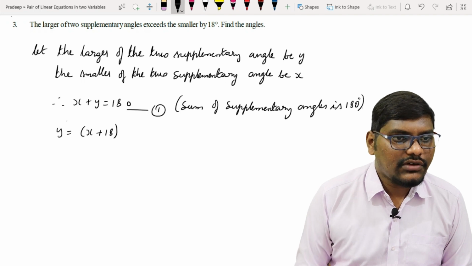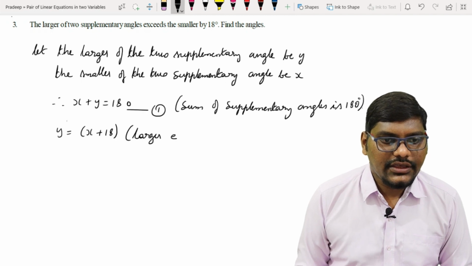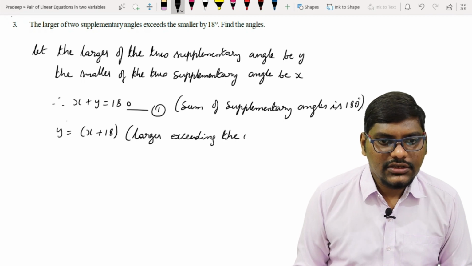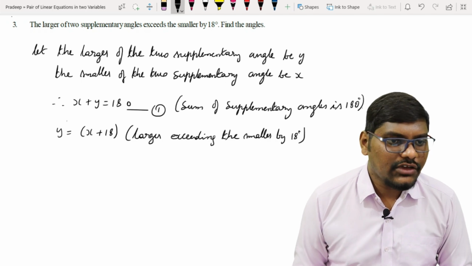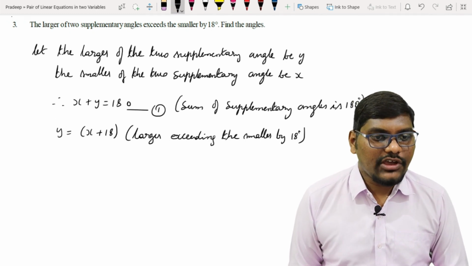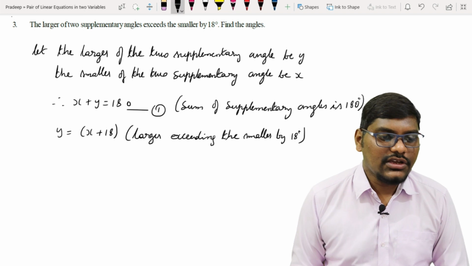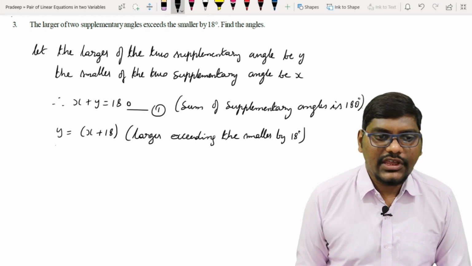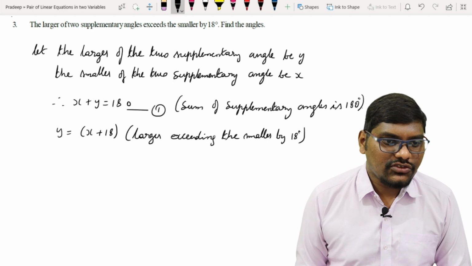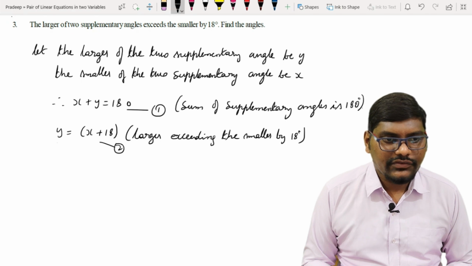That is given. What they're saying, the larger is exceeding the smaller by 18 degrees. So this is what they gave, that is y equal to x plus 18, because the larger we have taken as y, and the smaller we have taken as x, so smaller x plus 18 is the larger one. So for that reason I can just substitute y equal to x plus 18 in this first equation. Let me take this as equation 2. So let's substitute the second equation in the first one. That is y equal to x plus 18, right?